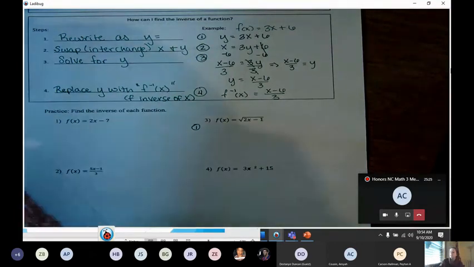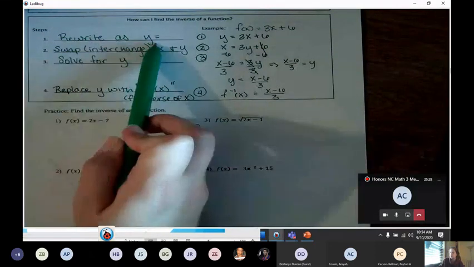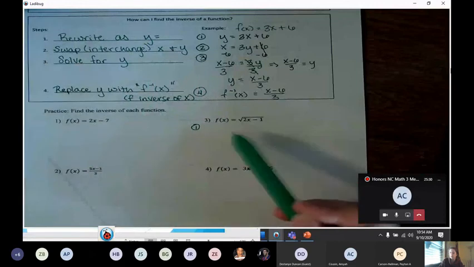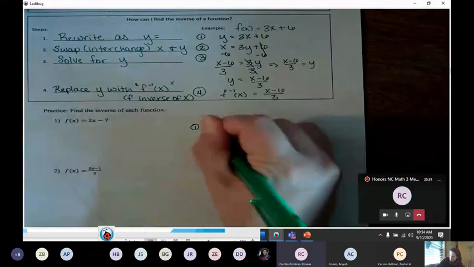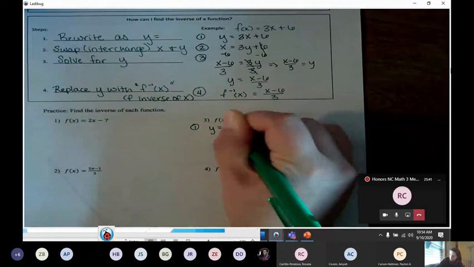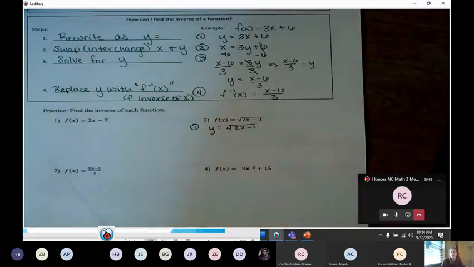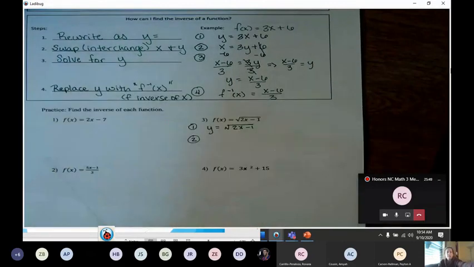All right. So step 1 says rewrite as y equals. So what am I going to write for my very first step for number 3? Y equals the square root of 2x minus 1. Perfect. Thank you. Excellent. So step 1 is just to replace that f of x with y equals.